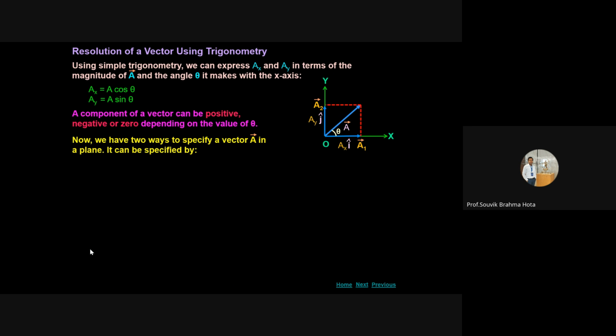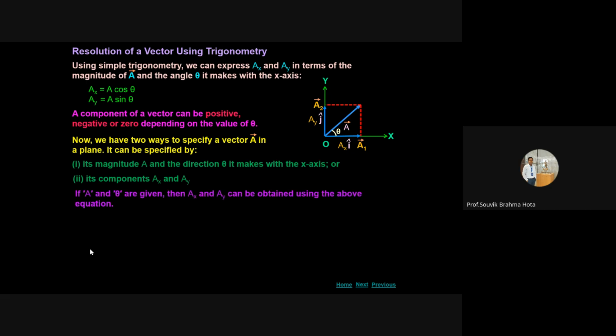Now we have two ways to specify a vector in a plane: by its magnitude A and the direction theta it makes with the x-axis, or by its components ax and ay. If A and theta are given, then ax and ay can be obtained using the above equations, ax is equal to A cos theta, ay is equal to A sin theta. If ax and ay are given, then A and theta can be obtained.